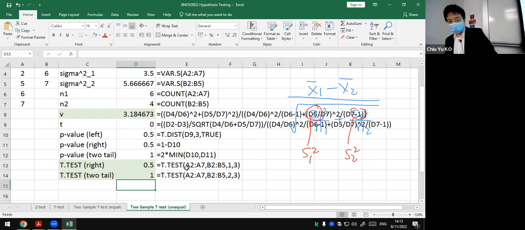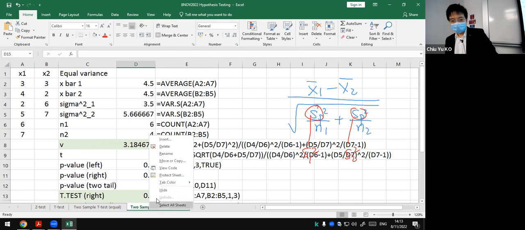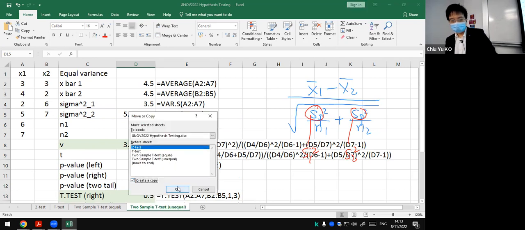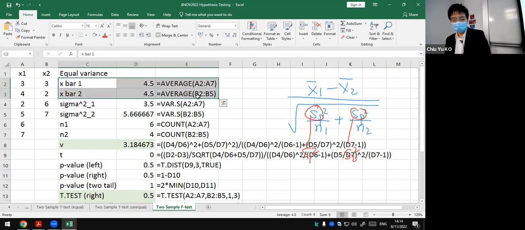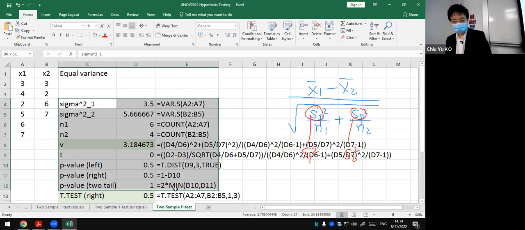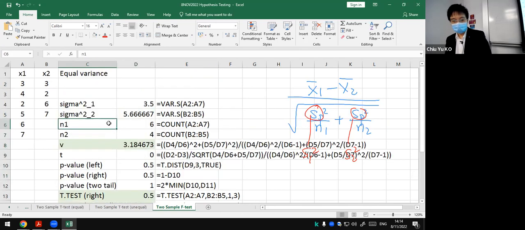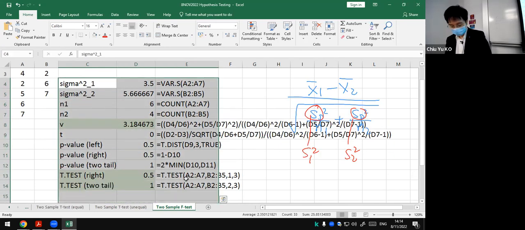So lastly, I want to talk about the F.TEST. Okay, that is also very simple there. F.TEST is very simple because you don't really need anything, right? You don't need X bar. You just need sigma, right? So we can just simply delete this, and let me shift anything upward.